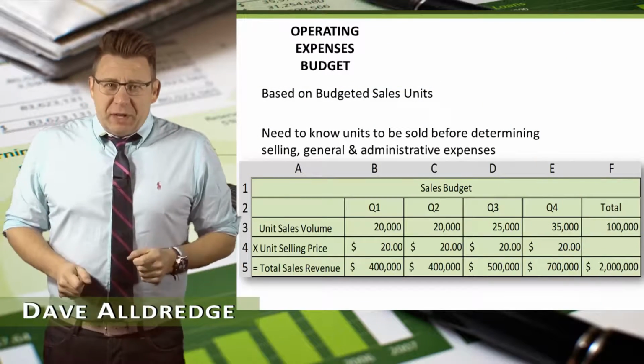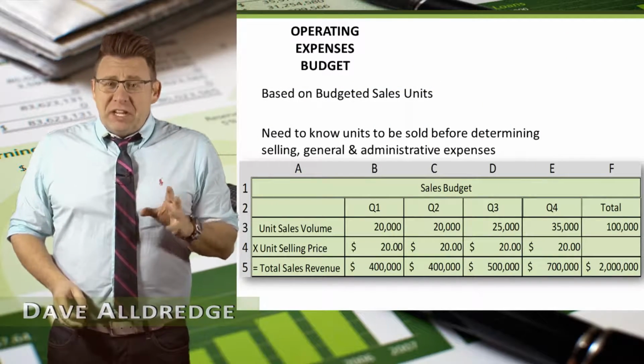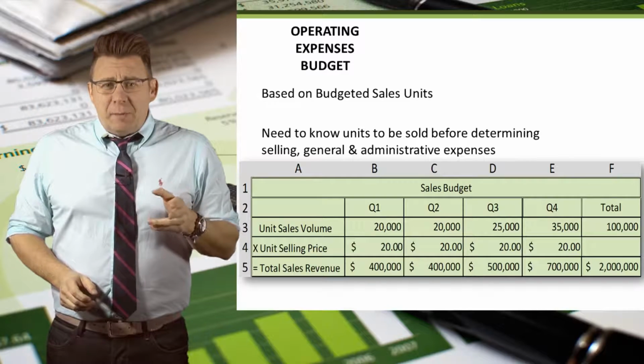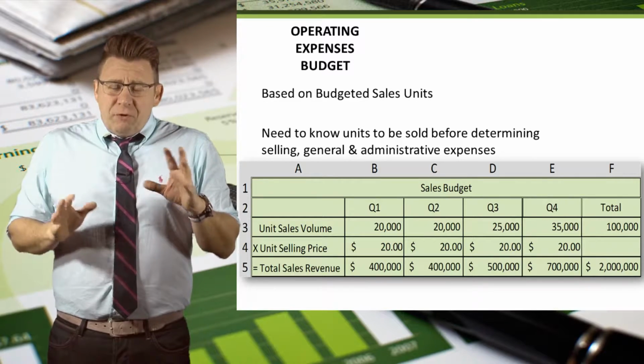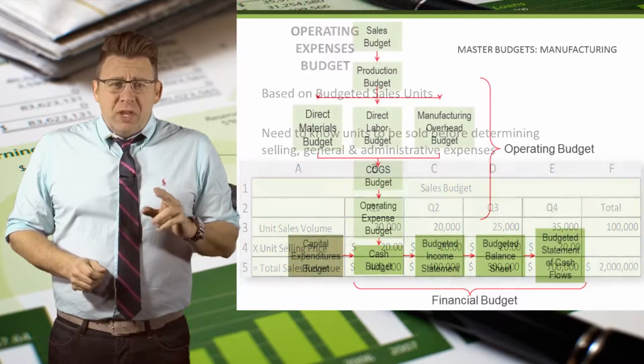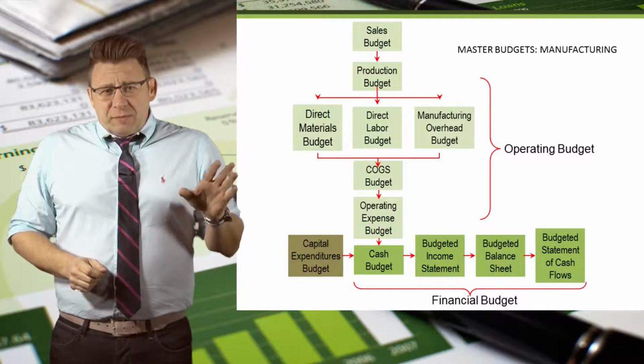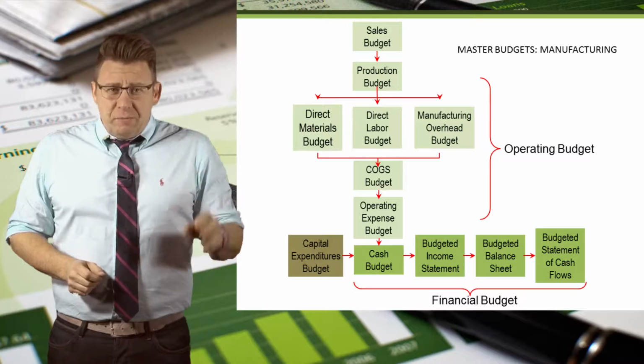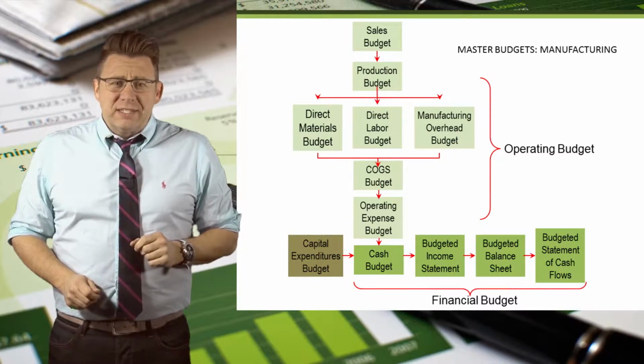The operating expenses budget is based on data from the sales budget. We need to know how many units we're going to sell before we know how much our operating expenses will have. You can see that the operating expense budget is the 7th budget completed in the master budget process.